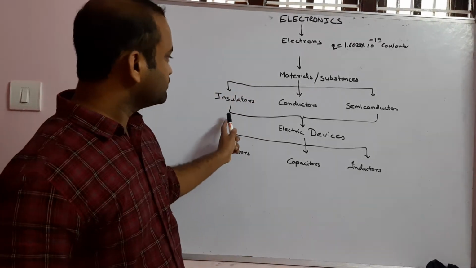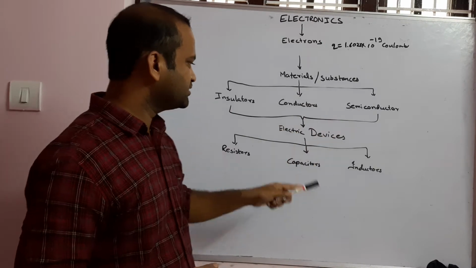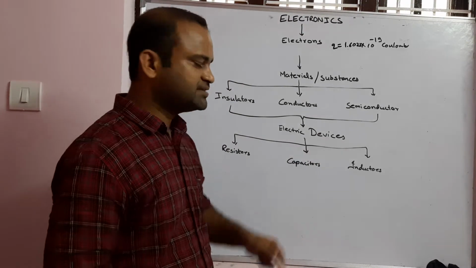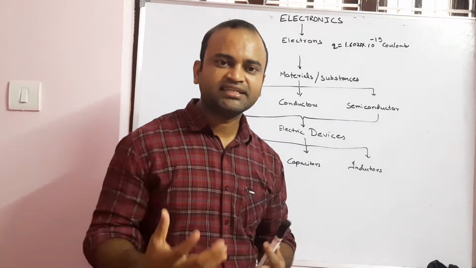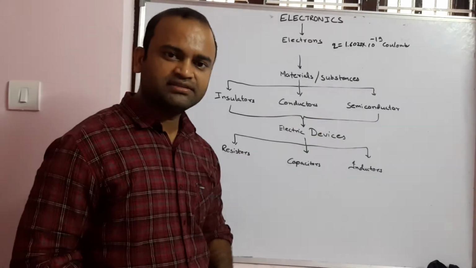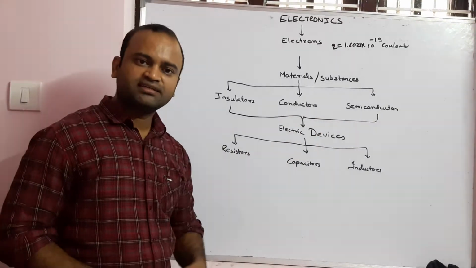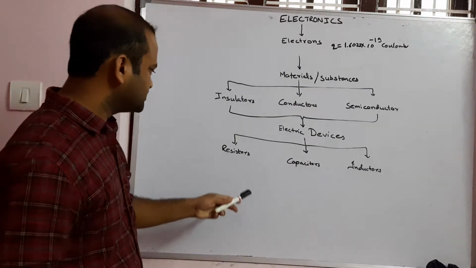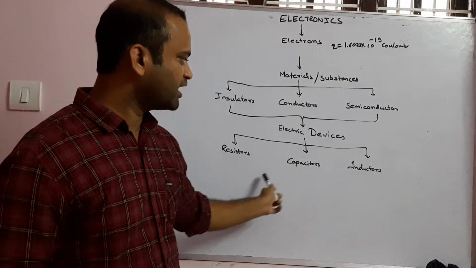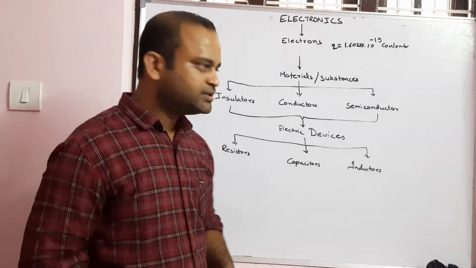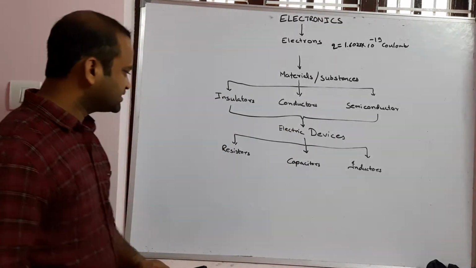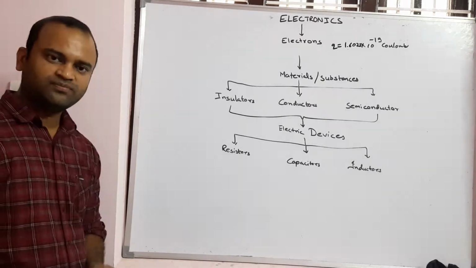Now these insulators, conductors and semiconductors are further used to make electric devices. These electric devices are made of these kinds of materials, and they can be divided into various categories such as resistors, capacitors, inductors. So these are the electronic or electrical devices constructed using the materials. Now let us understand what a resistor is.